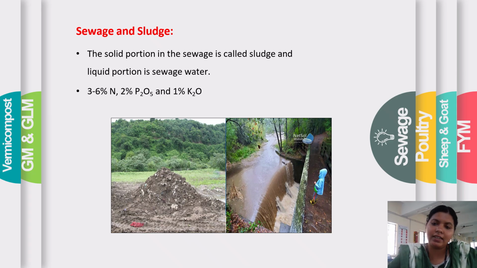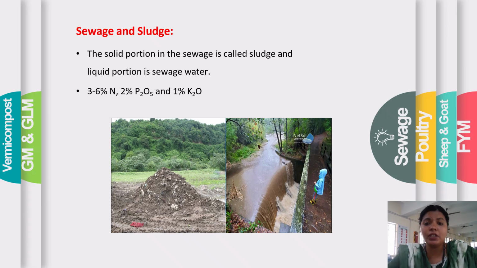And then comes the sewage and sludge. Sewage and sludge are the solid proportion of waste, and the solid is called sludge, and the liquid flowing above this sludge we call sewage water, which can be collected from human inhabited areas. It has to be properly purified with various purification processes, and then it can be used as a source of manure, and it contains nutrient in the ratio of 3 to 6 percentage of nitrogen, 2 percentage of phosphorus, and 1 percentage of potassium.